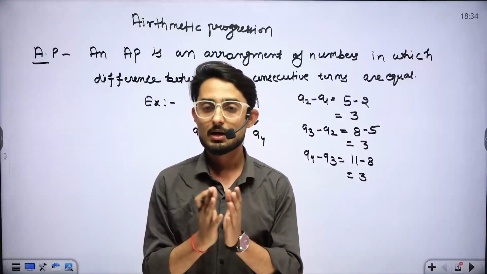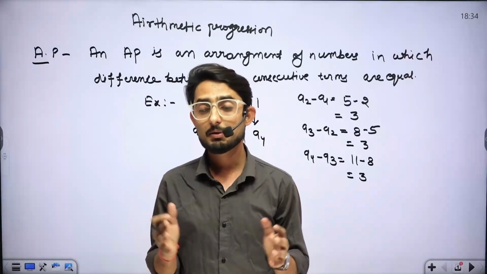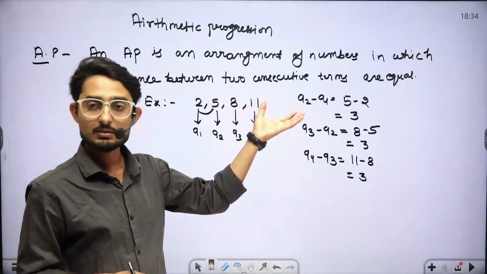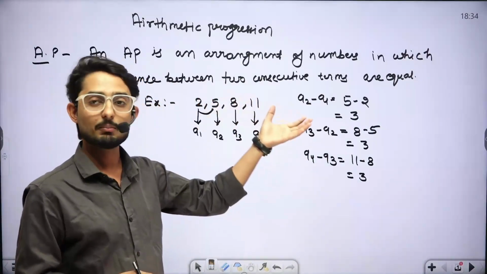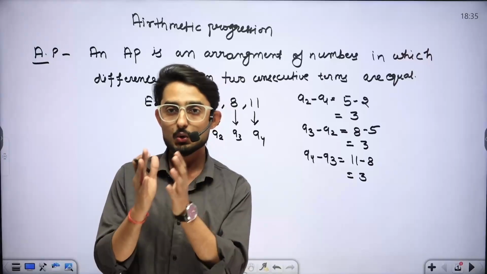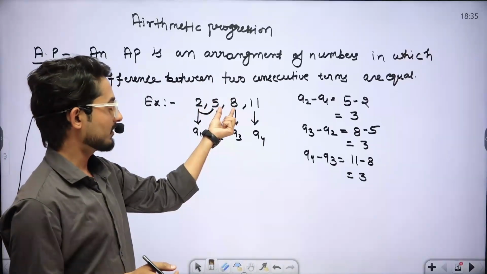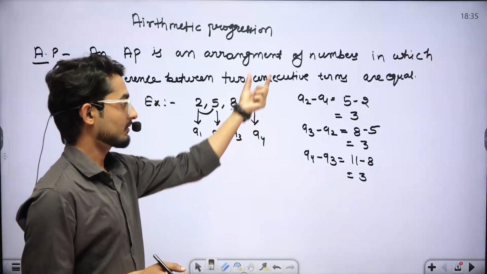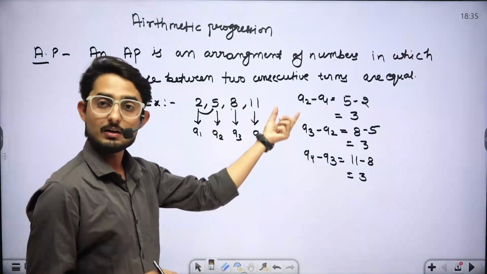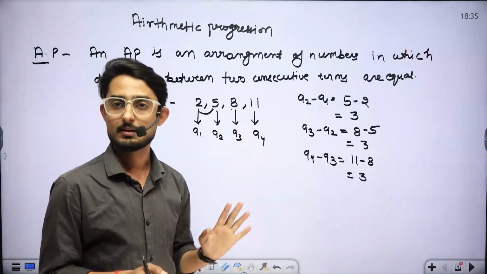So basically, have you understood what an AP is? An AP means an arrangement of numbers, or a sequence of numbers, in which the difference between two consecutive terms is equal. Here the difference between 2 and 5, between 5 and 8, and between 8 and 11, in all three cases the difference is the same, so you can say that this is an AP.